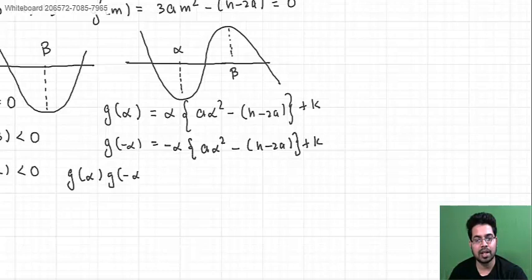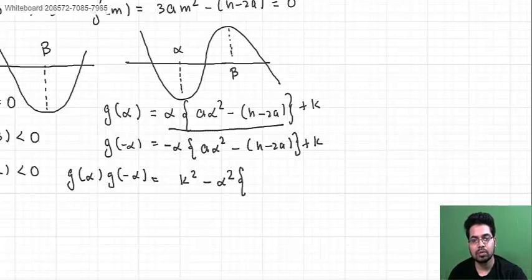So g of alpha into g of minus alpha is going to be, this is in the form of a plus b into a minus b. So k square minus, like we do in a plus b into a minus b as a square minus b square, k square minus this whole quantity square. So that would be alpha square into a alpha square minus h minus 2a square, and this would be less than 0.